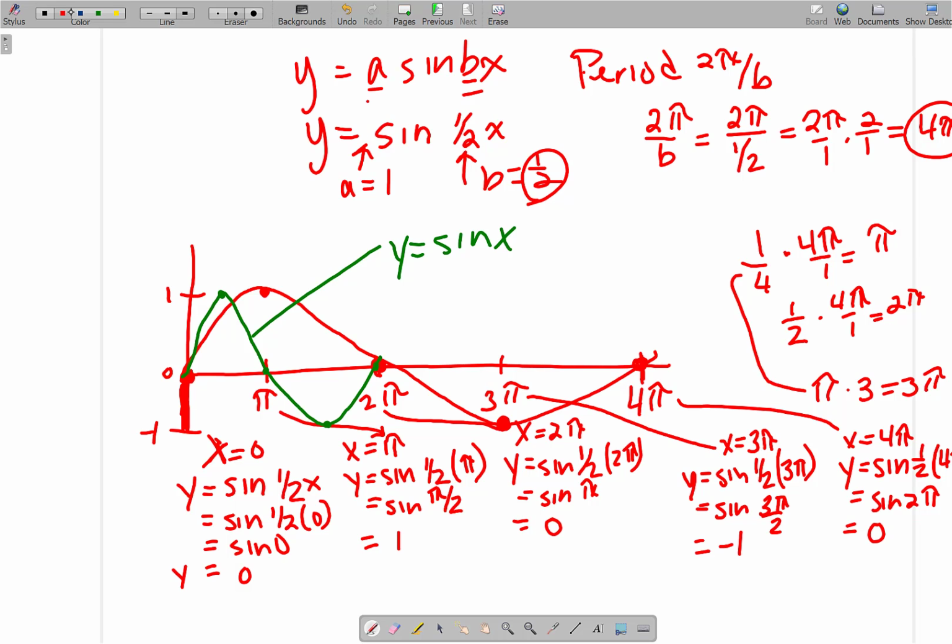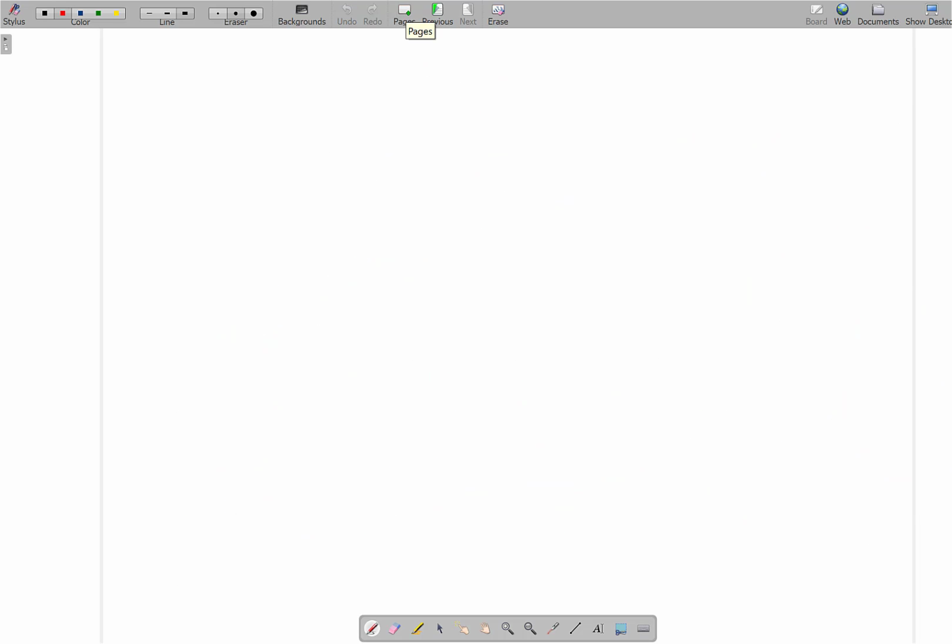Now, let's go to another example. Okay, so let's try this one. Y equals the sine of 3x.